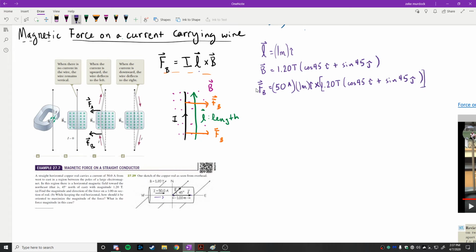Now, when we get this, we do i cross i. Can you guys tell me quickly, what is i cross i equal to? Yep. So we don't need to worry about the i cross i term. We only need to worry about the other terms. We've got 50 amps times 1 meter times 1.2 Tesla, and then times the sine of 45, and then what is i cross j?